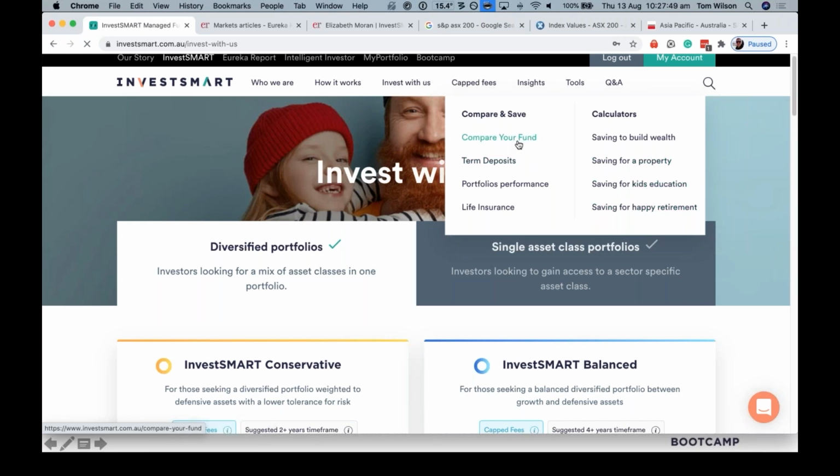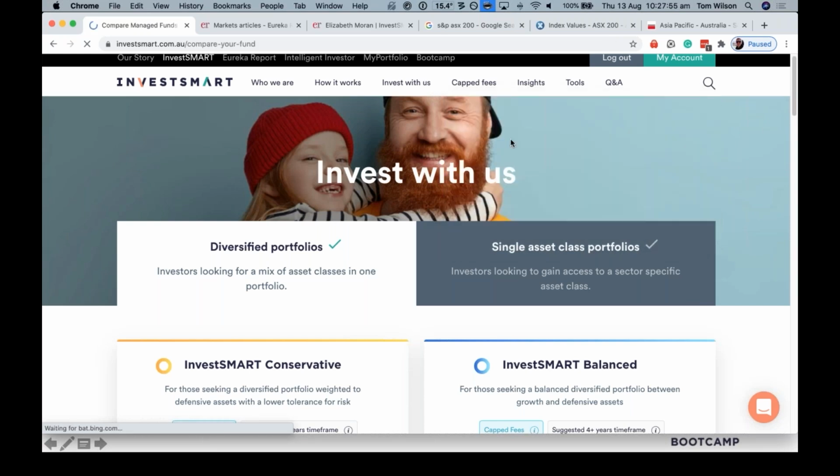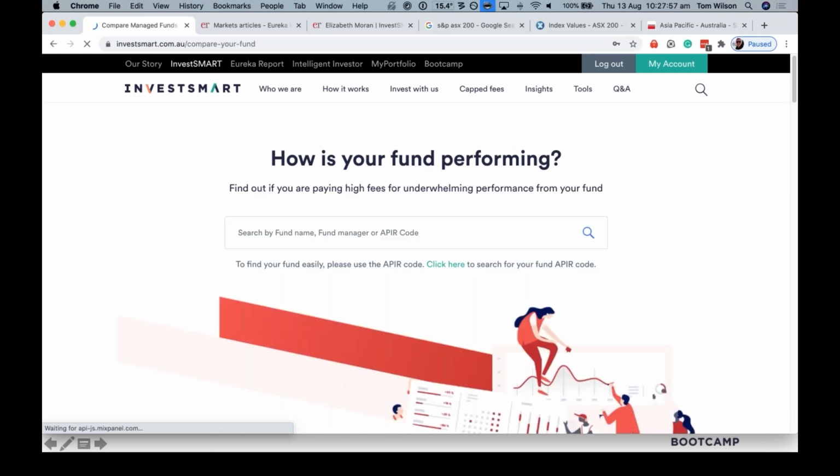But you've got to compare your fund here as well. So this is really handy when you are comparing other funds. It'll actually show you against ours, but you can type in the fund name or the fund manager, or there's even an APIR code. So if you're already invested in a fund, they should have given you, or you can ask them for the APIR code.